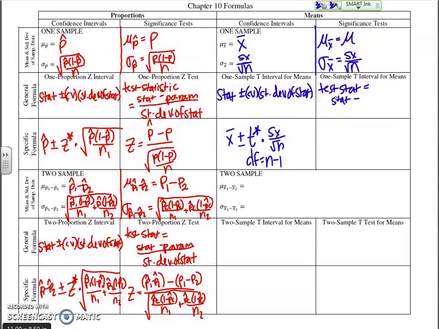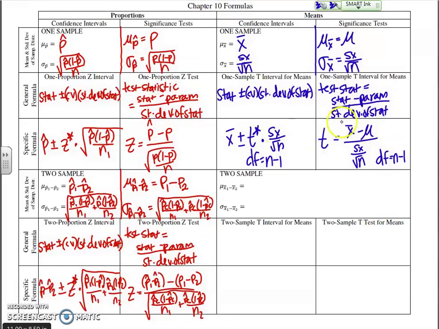On a one sample t test for means, remember, the test statistic formula is equal to the statistic minus the parameter divided by the standard deviation of the statistic. And as you can see, these are the same across the board. It doesn't matter if you're doing proportions or means, it's the same. But we take that general formula and plug in the specific pieces. So the test statistic this time is t, equal to a statistic of x bar minus the parameter of mu divided by the standard deviation of the statistic, which in our case is the standard error formula. And again, we have to say degrees of freedom because we're using a test statistic t.